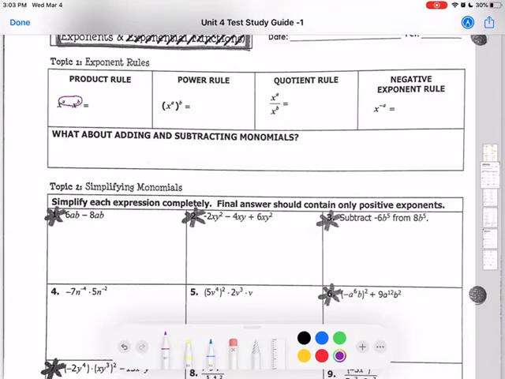Because if we had, for example, x squared times x cubed, what that means is I have x times x, that's x squared, times x times x times x, that's x cubed.